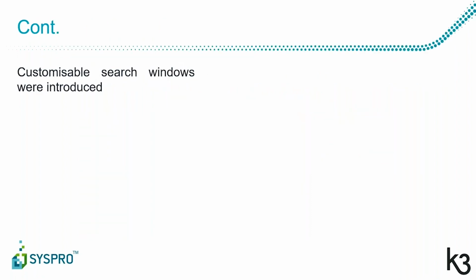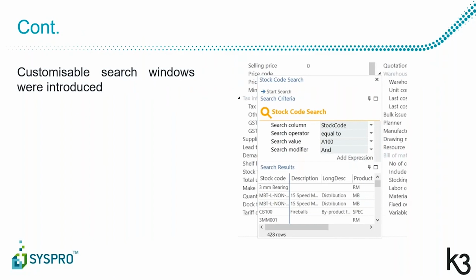Also in 6.1, search windows were introduced. These allowed you to override the default behavior of browsers within SYSPRO with a search window, which wasn't restricted to, let's say, the top 20 rows. You can see on my example here, I've got 428 rows displayed, and it allows you to put more robust search criteria into the browsers. Again, these were massively adopted, and that's why we're seeing more initiatives coming through from SYSPRO.